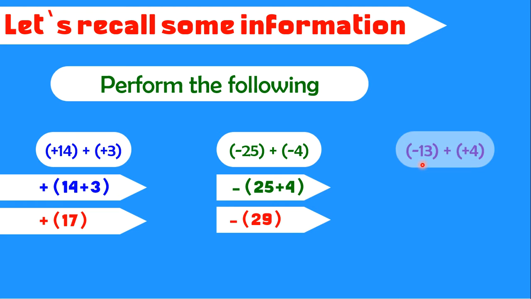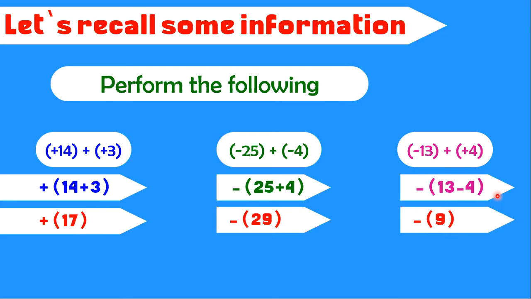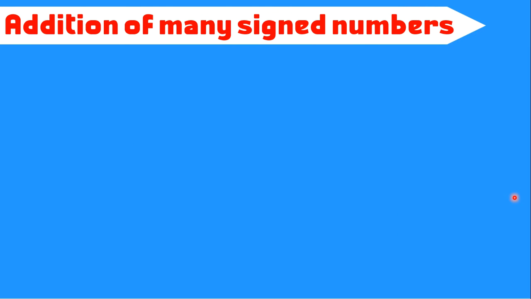Finally, a negative sign number and a positive sign number. So we put the sign of the greater number. So 13 is greater than 4, so we will put the sign of 13, which is negative. Then we have to subtract both numbers. So we will put negative 13 minus 4. It will give us minus 9.